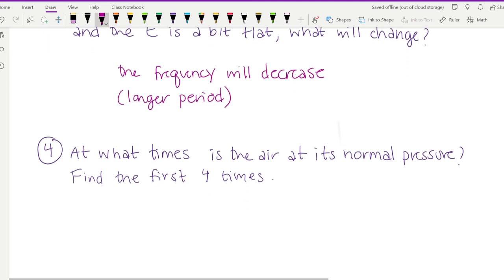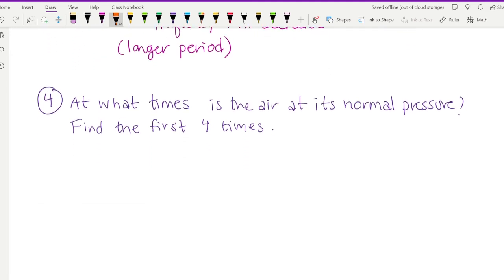All right, last question, kind of similar to the last question we did on the last one, is at what times is the air at its normal pressure? Find the first 4 times. So I guess normal pressure maybe is a little bit ambiguous, but if we're thinking about sound as changing the air pressure, right? It's compressing and then in response loosening and then compressing and loosening. Normal means that middle midline, right?